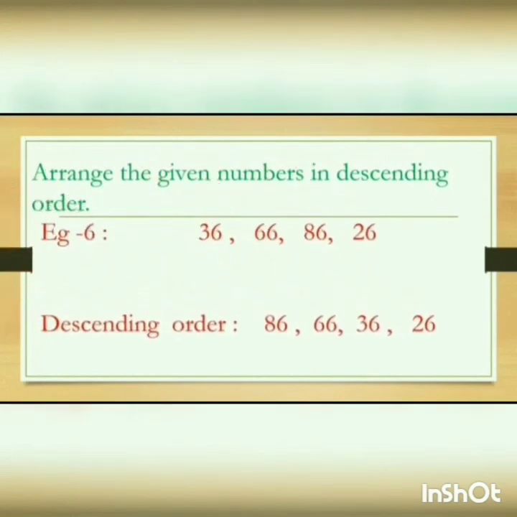Example 6. Here are some numbers given to you. Let's read the numbers: 36, 66, 86, 26. Very good. So we have to arrange these numbers in descending order. It means first comes the biggest number 86, then the middle numbers 66, 36, and the last will come the smallest number 26.